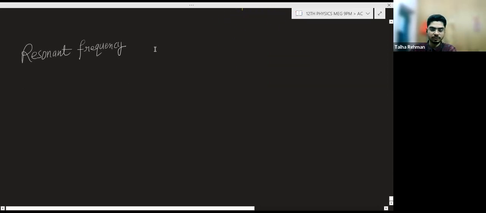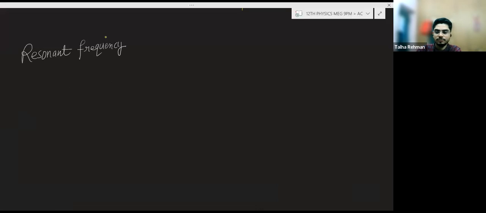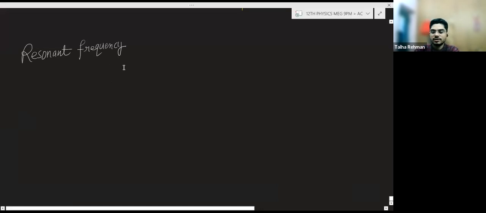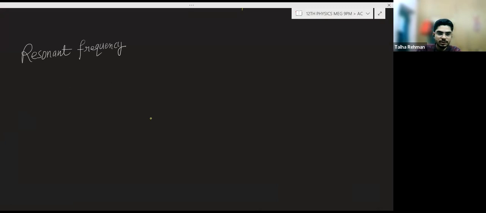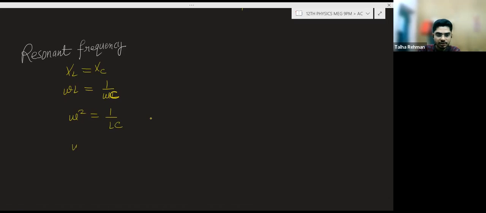Resonant frequency means a frequency at which the inductive reactance of the inductor and the capacitive reactance of the capacitor become equal, means XL becomes equal to XC. And what is the XL? XL is given by omega L and XC is given by 1 by omega C. So you can write this as omega square is equal to 1 by LC. So from here you will get omega as 1 by under root LC.